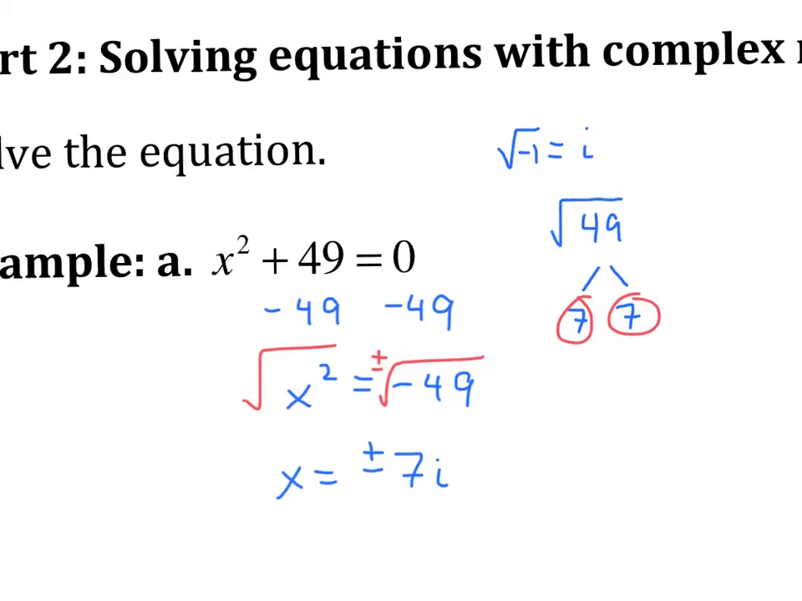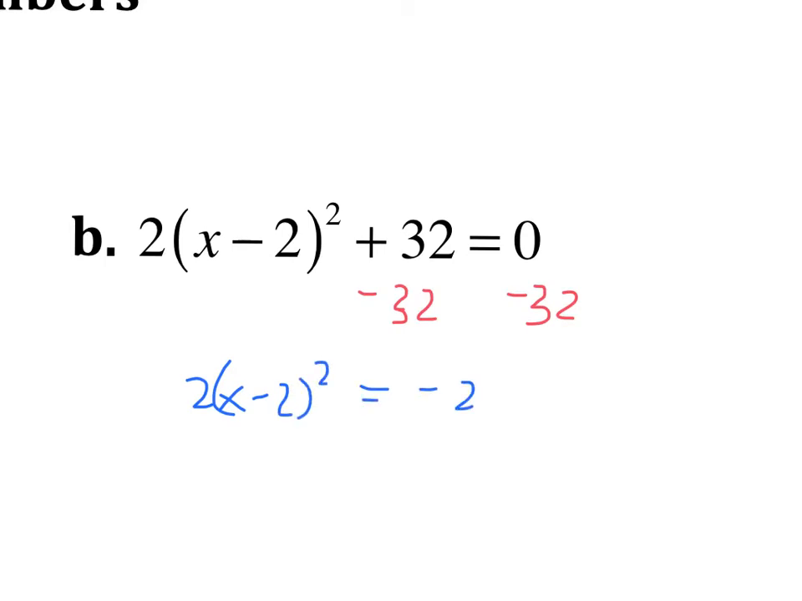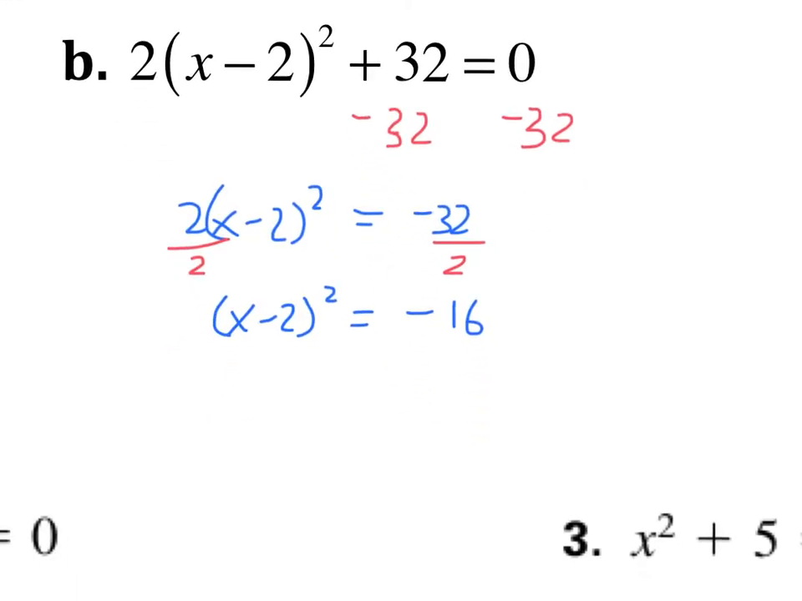Now let's look at example letter B, excuse me. We're going to follow the same procedure. I'm going to isolate my square by taking care of my constant first. And then I am going to divide both sides by 2 and get x minus 2 quantity squared equals negative 16. And now I can take the square root of both sides. Again, do not forget your plus or minus. So here I get x minus 2 only, and now I can simplify this to be plus or minus 4i.